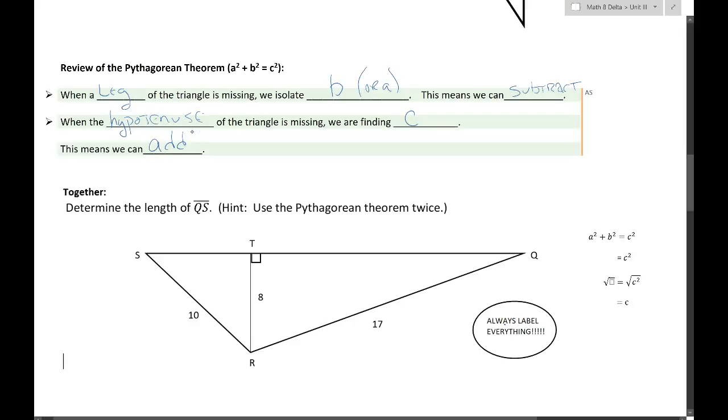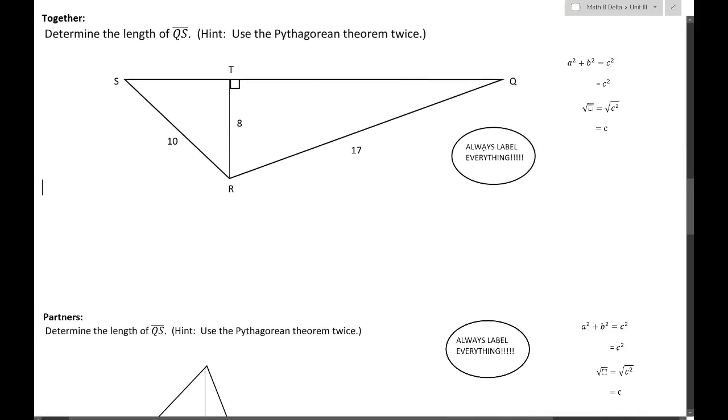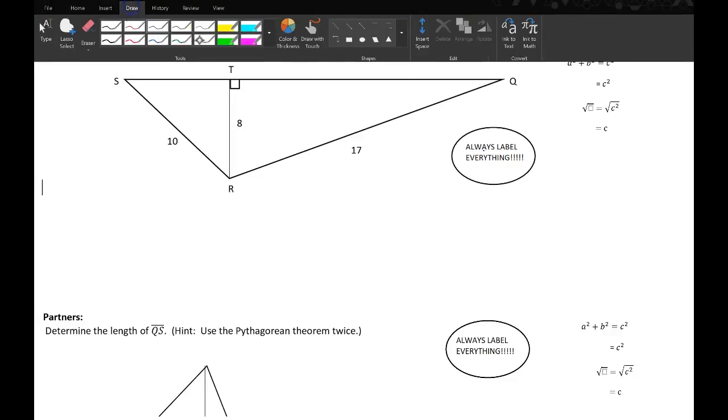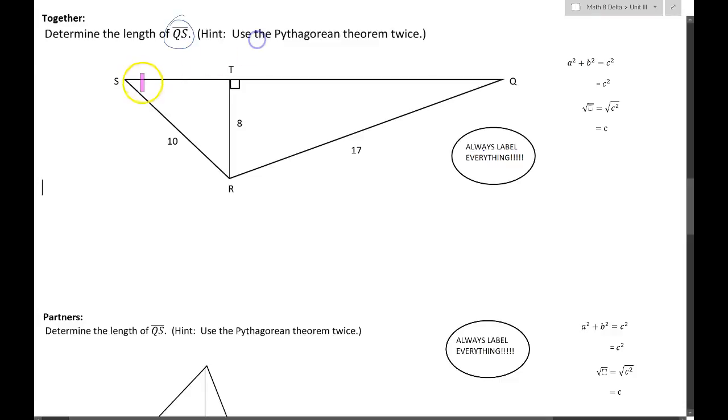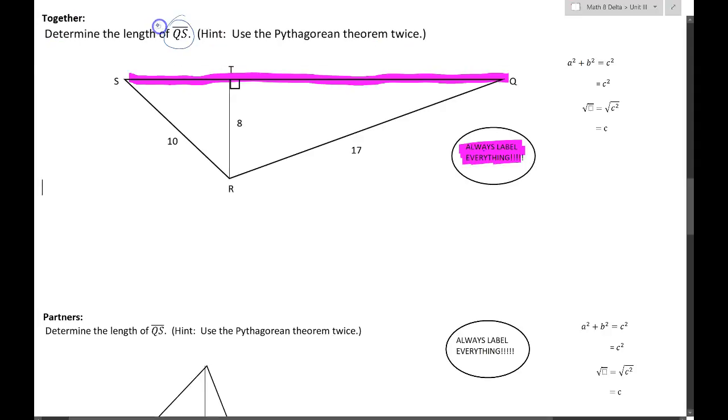So, using that information, let's actually come down and try some of this. Now, here's what we know. We need to find the length of QS. I'm just going to highlight it really quickly so that we can make sure that we're solving for the correct thing. Now, I'm highlighting this. Here's why. It says always label everything. This is something that you need to keep in mind. Always label your information. Always label everything you can.